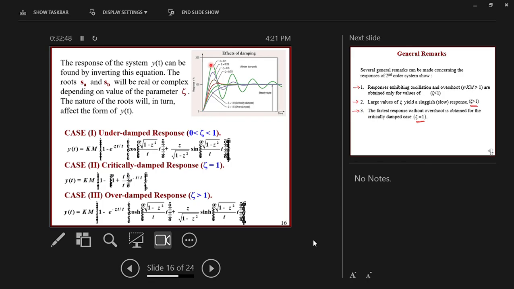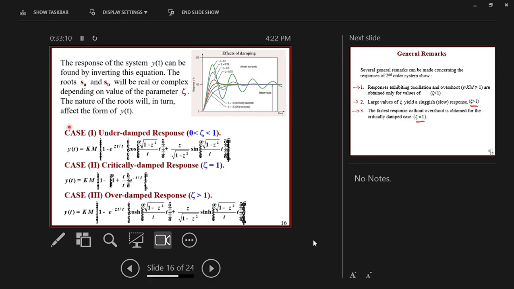Now next we will have a zeta of 0. When zeta is 0, the curve will become a sine wave, exactly a sine wave with constant amplitude. As zeta becomes less than 0, the curve starts to go crazy and go to infinity, unstable.